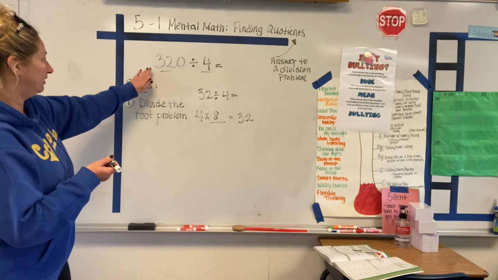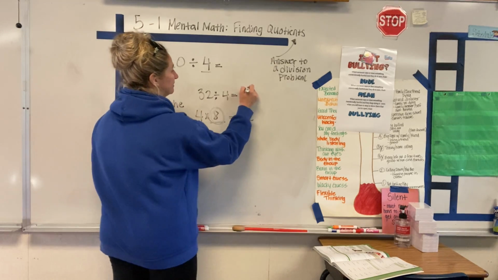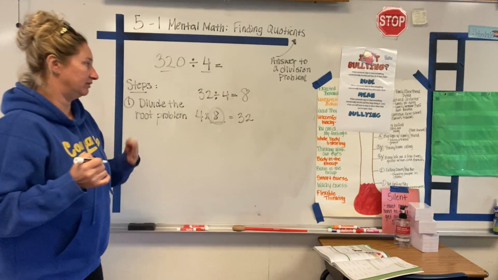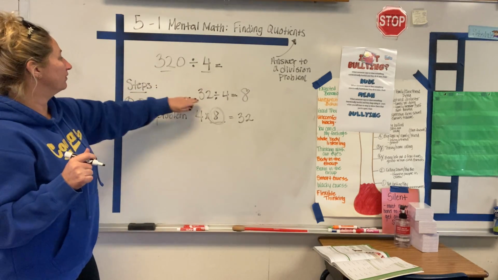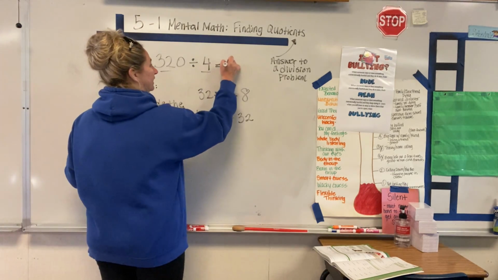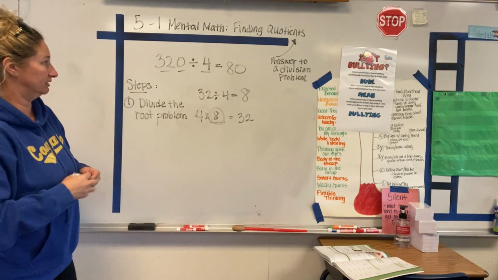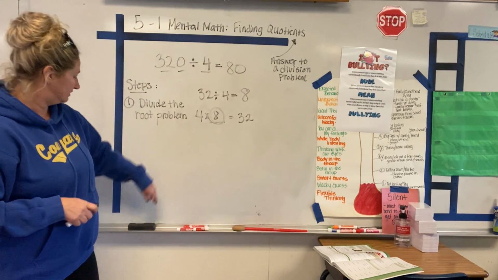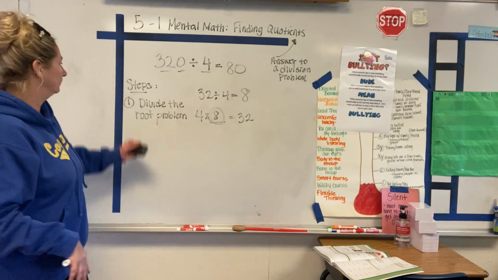Alright, so then I have 8 as that missing factor in the fact family. So 32 divided by 4 is 8, and then I have that extra 0 there that I did not use, to put on. So let's try another one. It's already getting quicker.